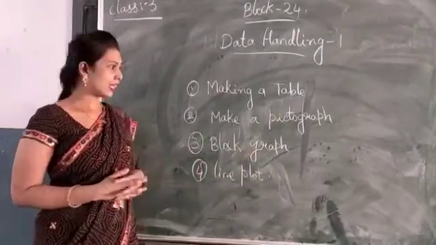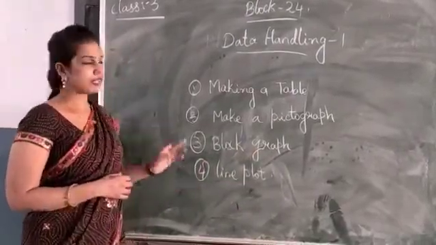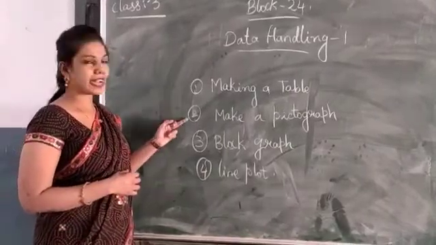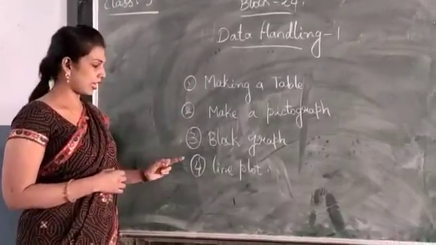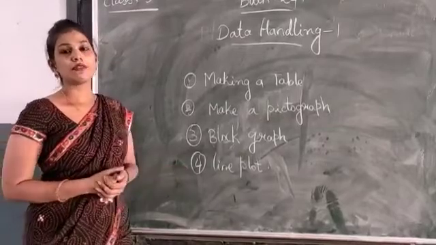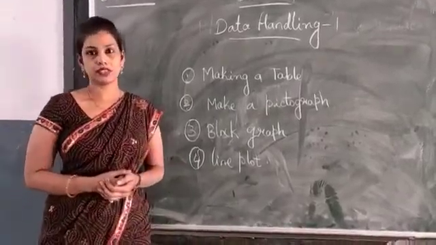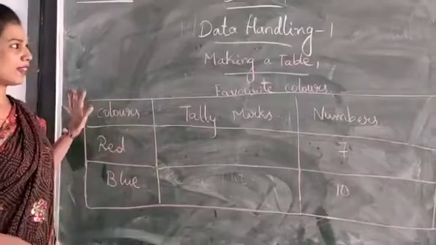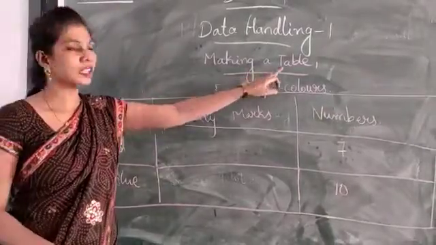Now, in part 1, I am going to do topics 1 and 2. In part 2, I am going to cover 3 and 4, children. Now, all of you open your maths readers and worksheets. Children, now I want to explain S1, making a table.